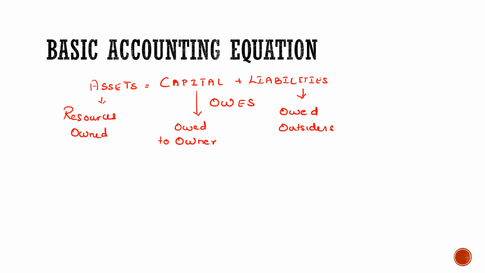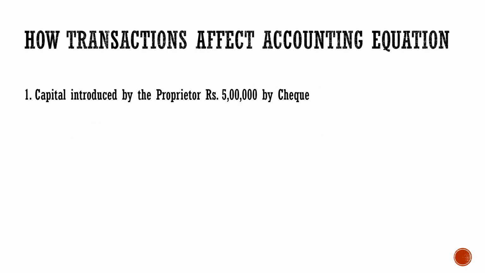So what we are saying by this accounting equation is that whatever is the resource which is owned by the business in the form of asset is equal to the total of the amount which is owed to the owner and the amounts which are owed to the outsiders put together, and it would equate to this. So to understand how this accounting equation works better, let us now take practical questions and understand how the transactions affect the accounting equation.